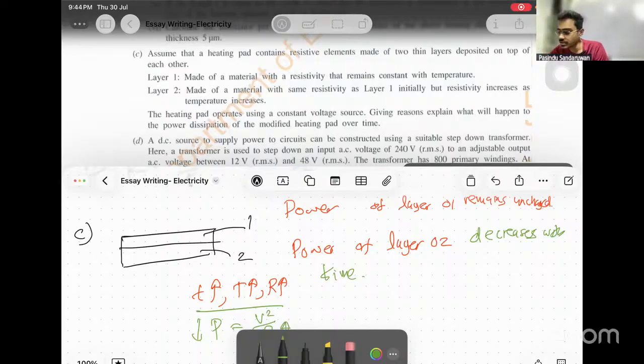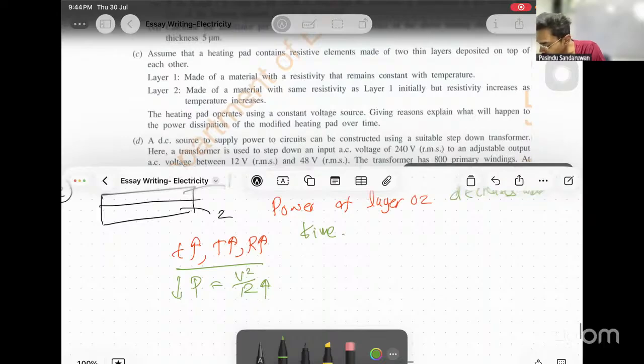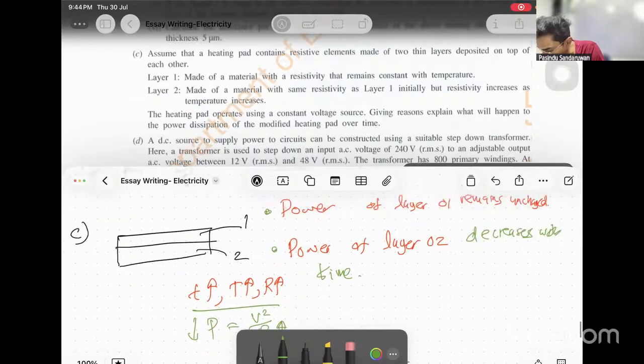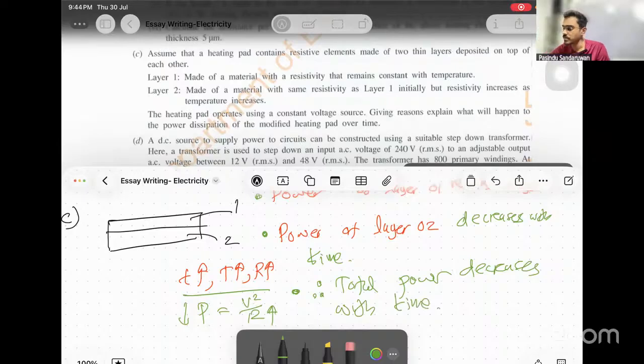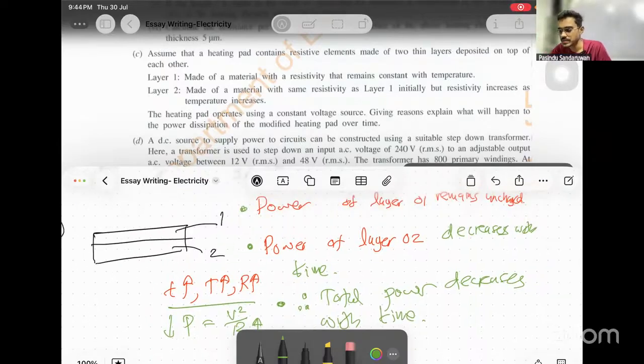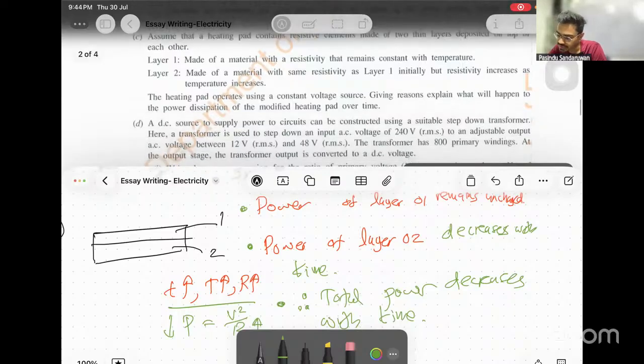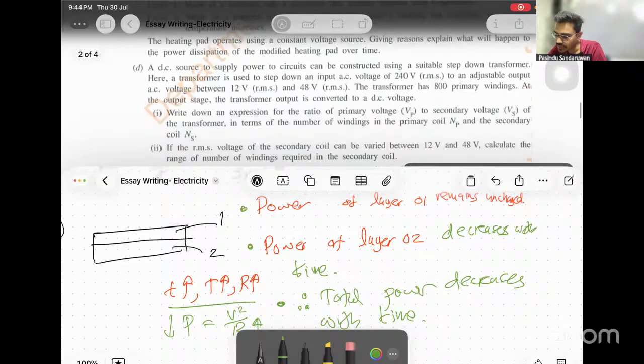And the total power is also asked. Therefore, total power is the addition of these two, no? Now, one decreases. Therefore, total power decreases with time. A small explanation, right? You have to explain.